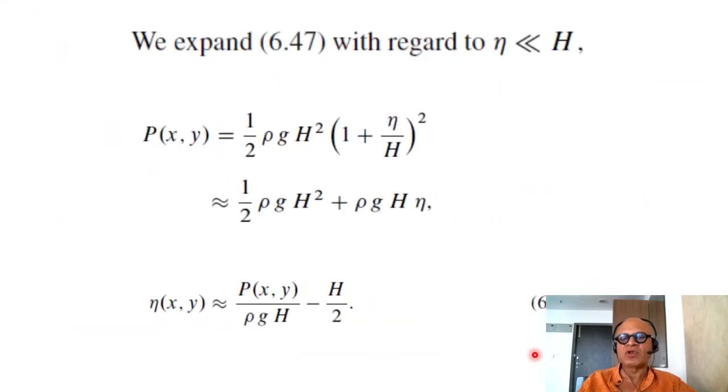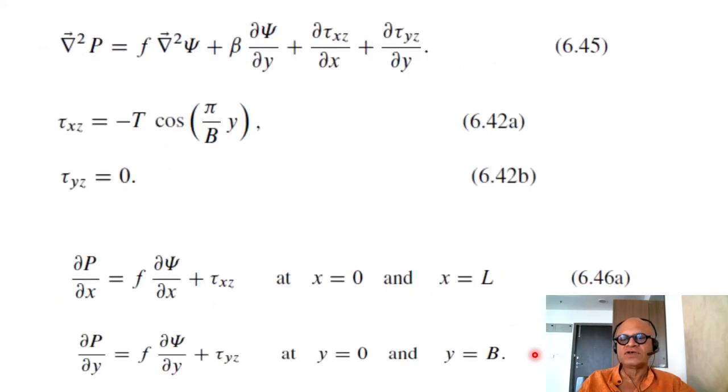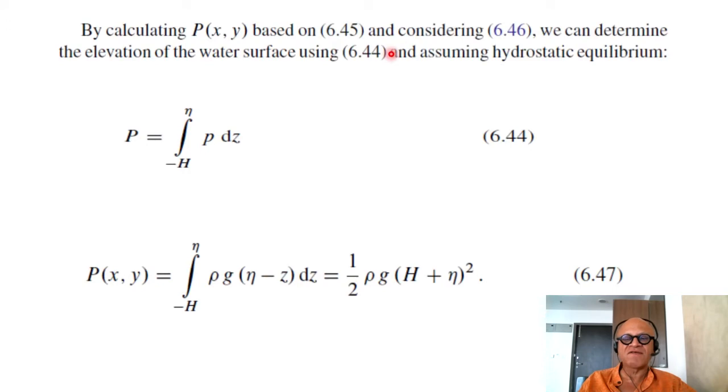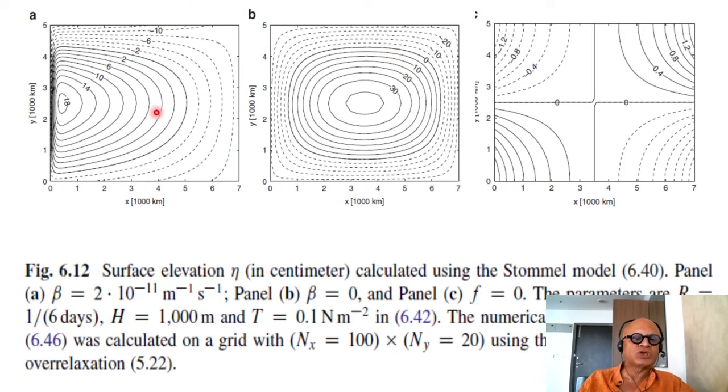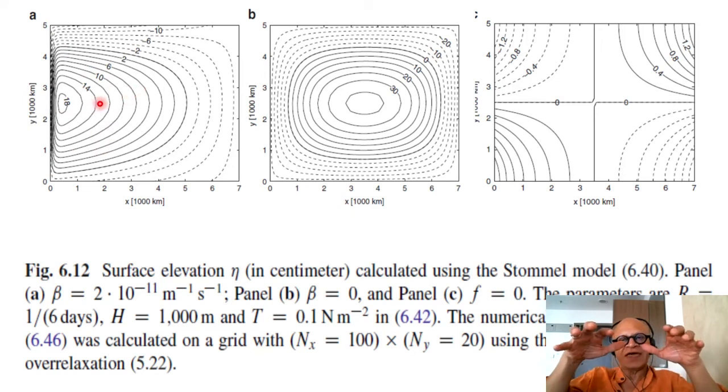So I don't know if I want to go back all the way to it. 6.46 is the pressure equation and 6.45 is this. So these are the boundary conditions and this is the governing equation, knowing psi from before. So the solution here with beta equal to 0 for the sea level, again you have western boundary intensification, so you can see the sharp pressure gradient which has to remain constant, and the doming of the water in the gyre is seen here with positive eta, and around that you get negative eta.